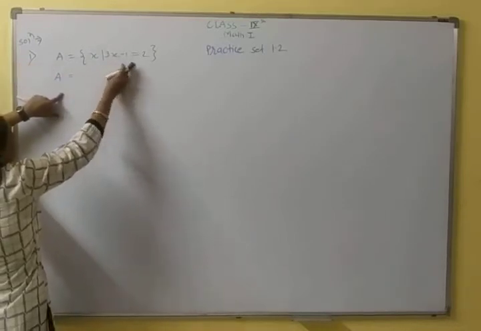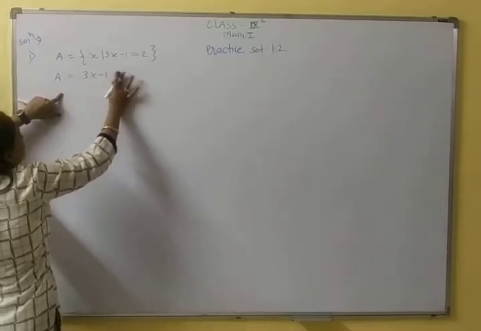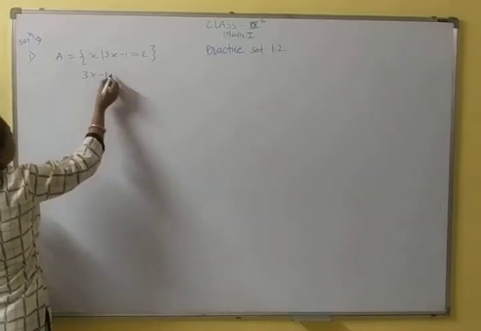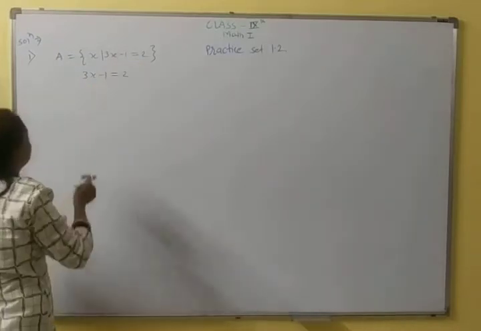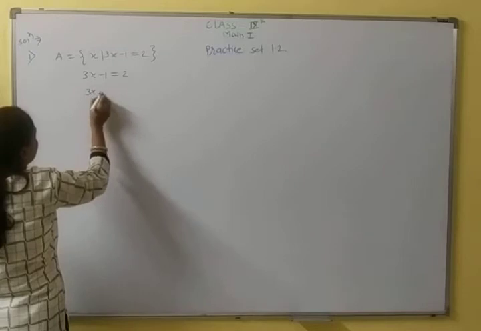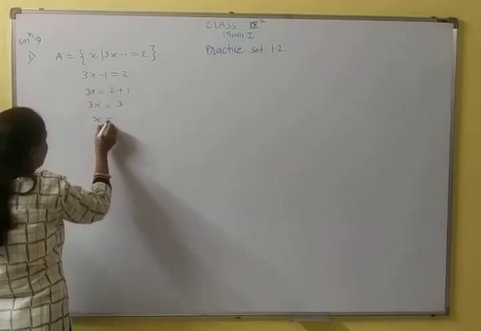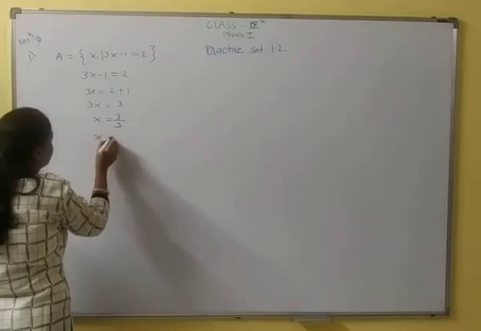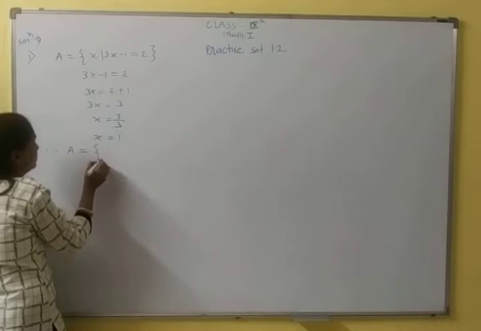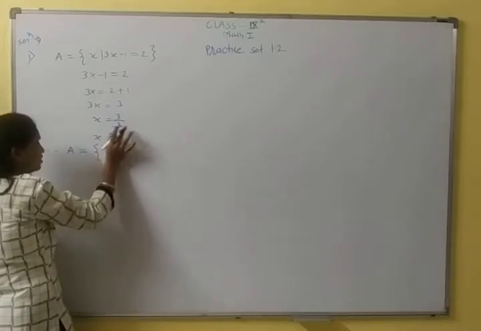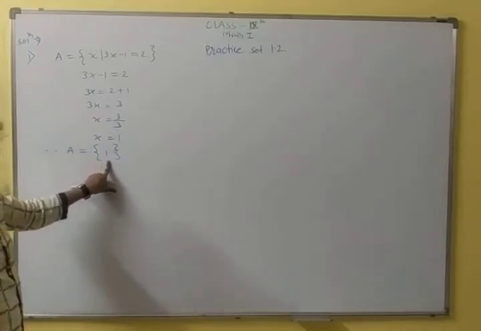Okay, 3x minus 1 equal to 2. First we have to solve this equation. 3x minus 1 equal to 2. Then 3x equal to 2 plus 1. 3x equal to 3. x equal to 3 upon 3. So x equal to 1. Therefore, in this set A, there is only one element and that is 1. A equal to {1}. Okay.